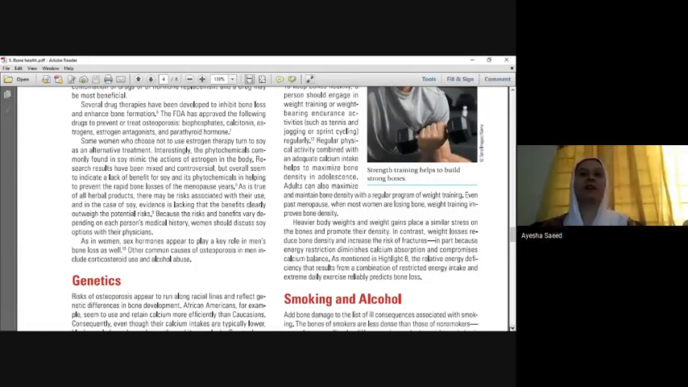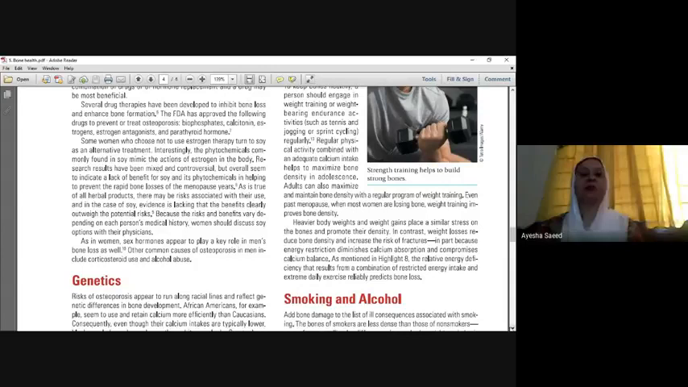Some women who choose not to use estrogen therapy turn to soy as an alternative treatment. Soy is a bean, so it is consumed as beans are consumed, cooked and eaten. Interestingly, the phytochemicals commonly found in soy mimic the actions of estrogen in the body. Research results have been mixed and controversial, but overall seem to indicate a lack of benefit for soy and its phytochemicals in helping to prevent the rapid bone losses of the menopause years.